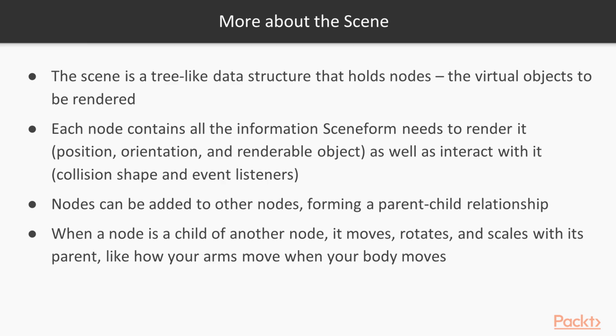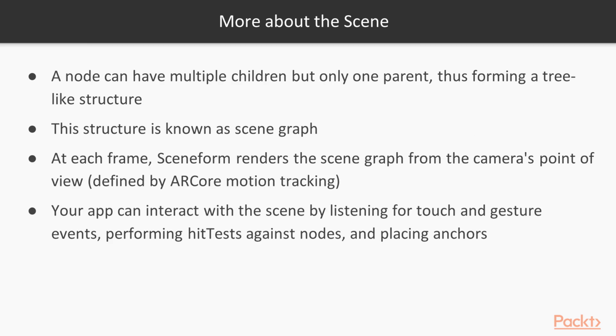Nodes can be added to other nodes, forming a parent-child relationship. When a node is a child of another node, it moves, rotates, and scales with its parent, like how your arms move when your body moves. So a node can have multiple children, but only one parent, thus forming a tree-like structure. This structure is known as a scene graph. Each frame, Sceneform renders the scene graph from the camera's point of view, and your app can interact with the scene by listening for touch and gesture events, performing hit tests against nodes and placing anchors.